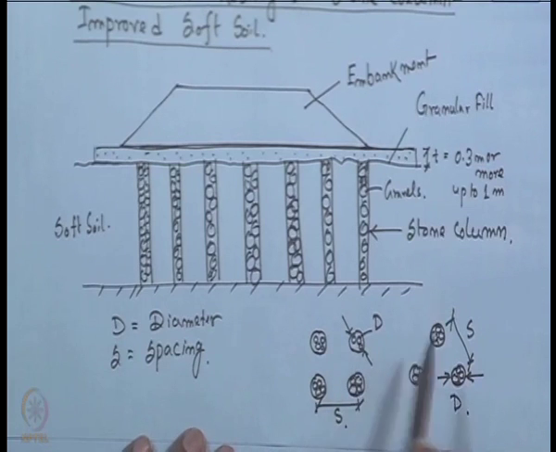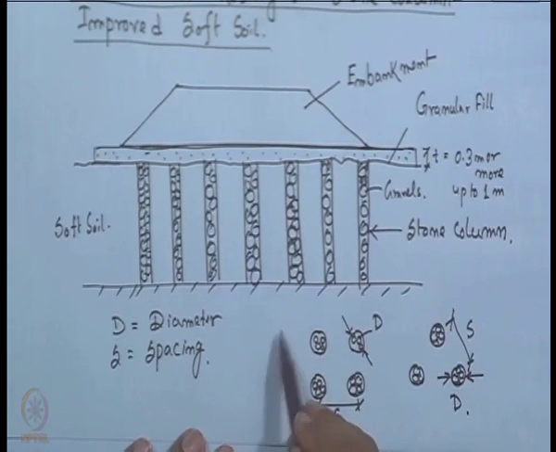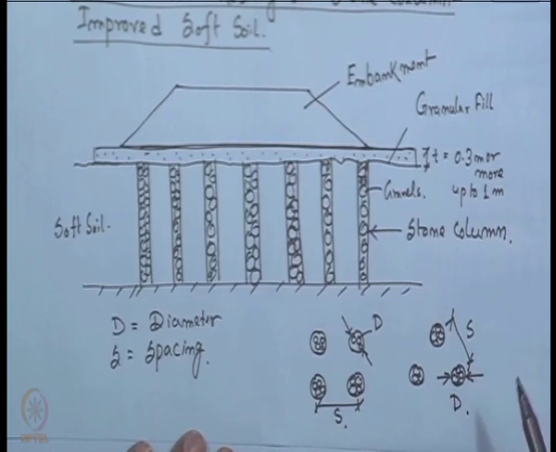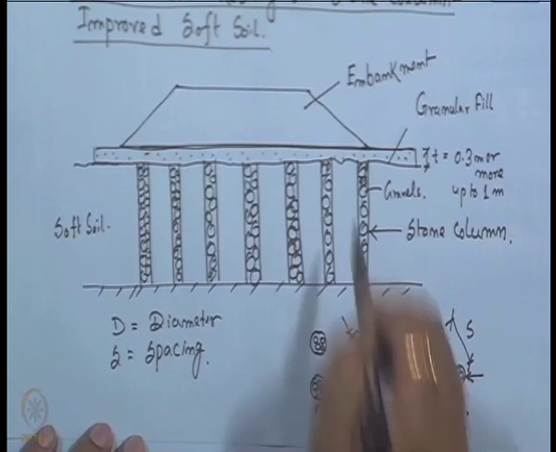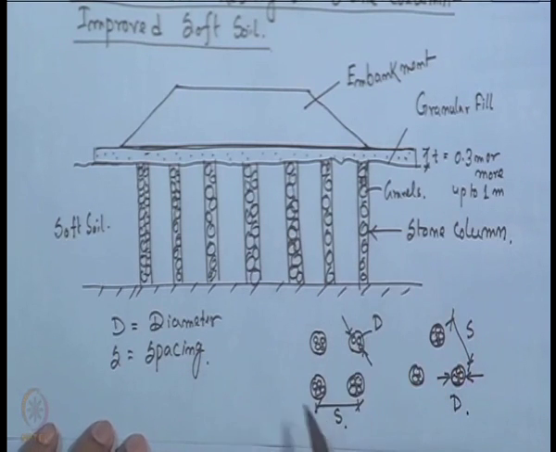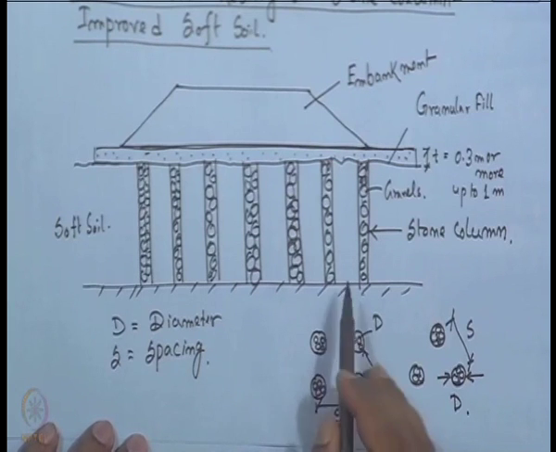Now, that means first these columns are placed in a square pattern or a triangular pattern. Sometimes a hexagonal pattern can also be used, but triangular and square are the most common patterns of installation. So, we will install this stone into the ground. Now, what is the purpose of these stone columns in the ground?